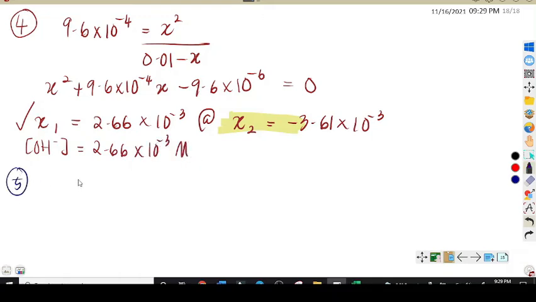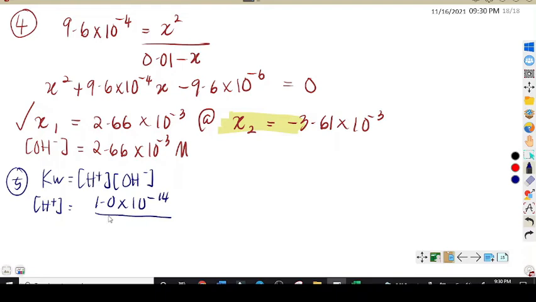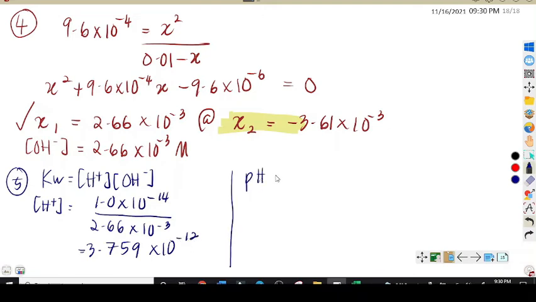The last step is to find the pH. First I'm going to use the formula for the auto ionization of water to determine the concentration of hydrogen ion directly. So 1.0 times 10 to the power of minus 14 divided by 2.66 times 10 to the power of minus 3 would be 3.759 times 10 to the power of minus 12. We use the pH formula and include our concentration of hydrogen ion. So our pH will be 11.42.